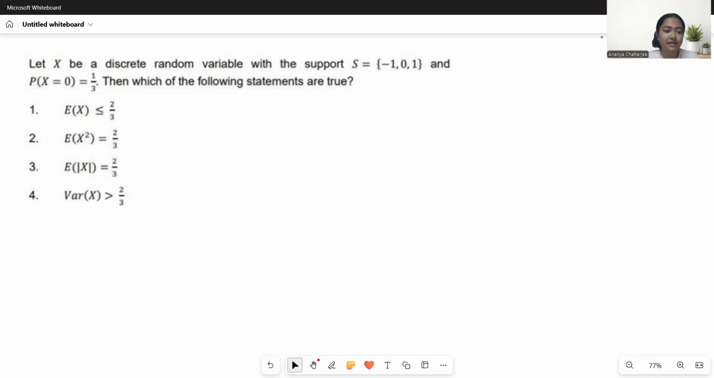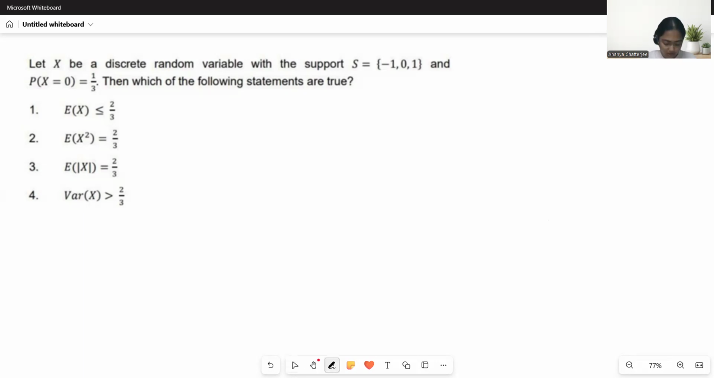It is given that let x be a discrete random variable with the support S equal to {-1, 0, 1}, and the probability that x is equal to 0 is given as 1 by 3. Now we have to see which of the following statements are true here.